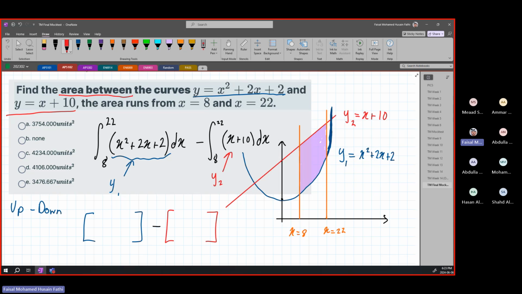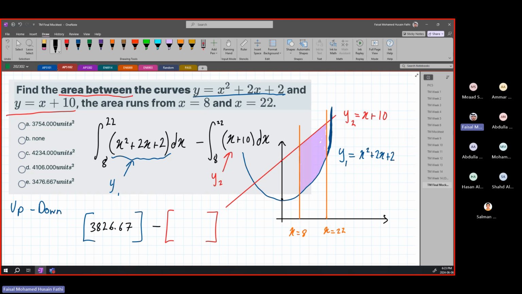All right. The first number I got was 3826.67. The second number is the integration of x plus 10 from 8 to 22, which is 350. Is this right? دقيقة بس. Let me check my first integration again. Yeah, all right. It's okay.